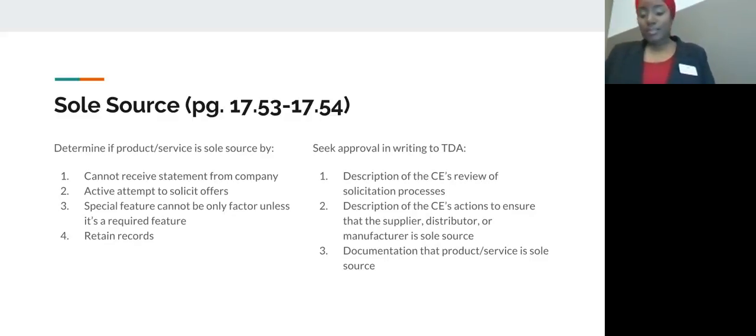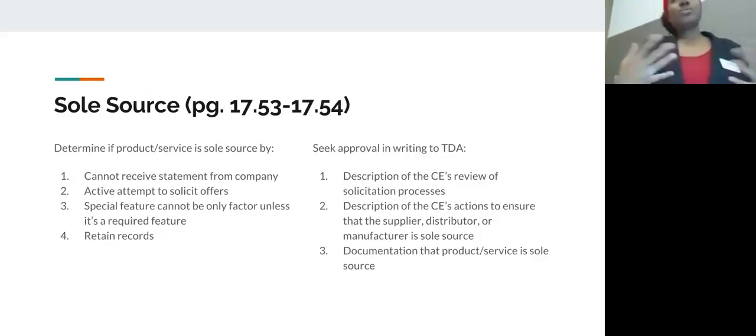Also, a special feature cannot become the only factor that defines a product or a service as the sole source, unless the CE can document why this feature is required and not just preferred. So let's say you have a certain service where, okay, it is nice that you may have this particular feature, but that can't be your main reason for going along with that product or service.